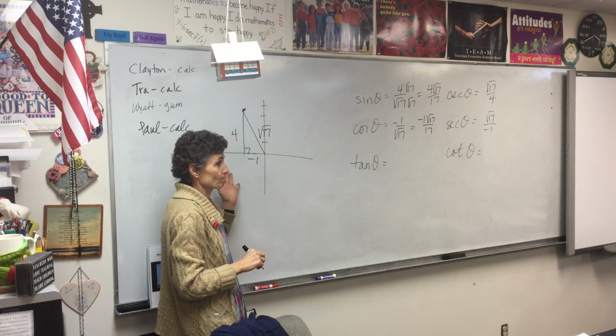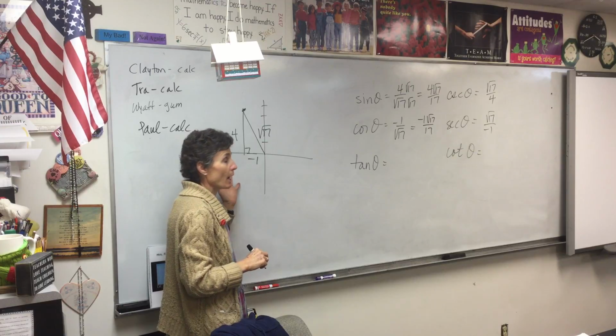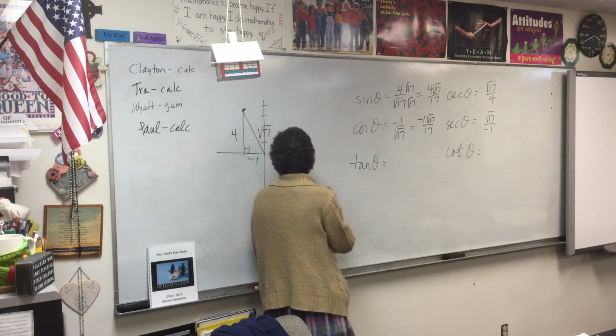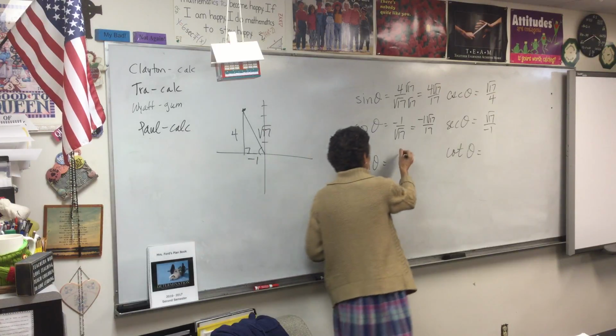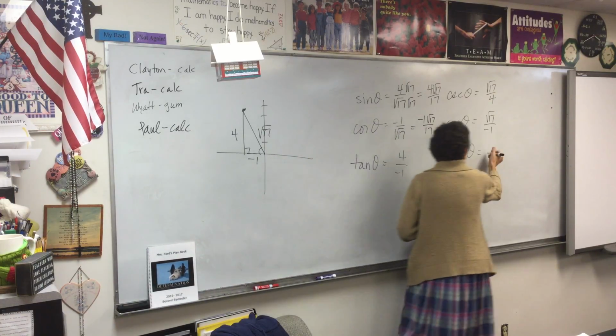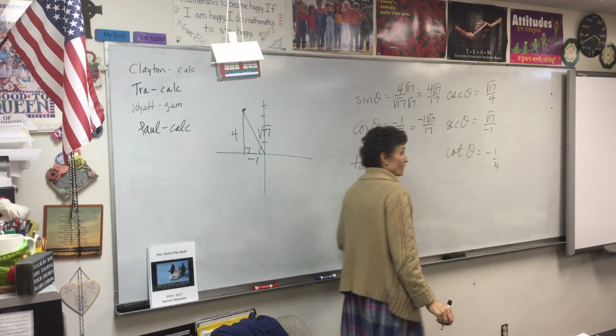Tangent. Opposite over adjacent. So remember, this is the angle you're looking at right here. So it's 4 over negative 1, or negative 4.